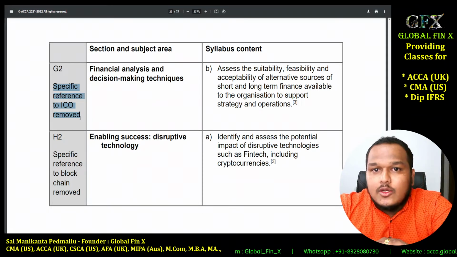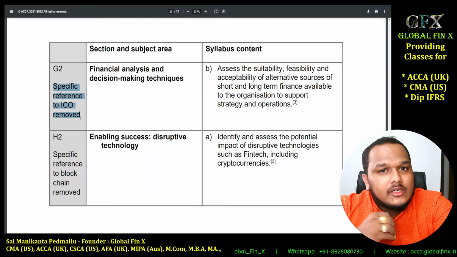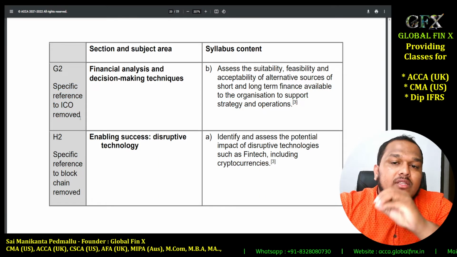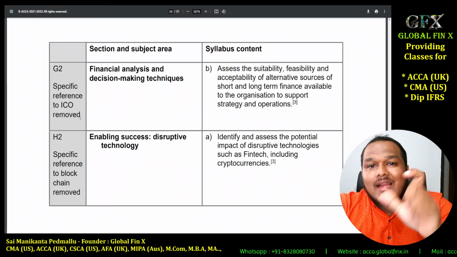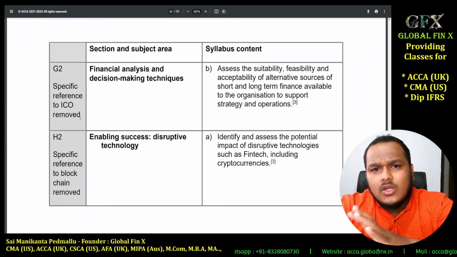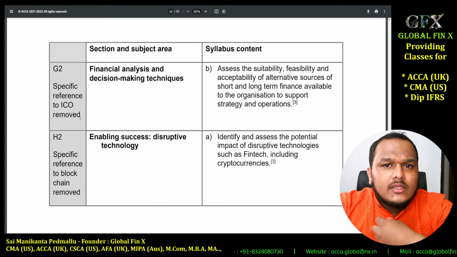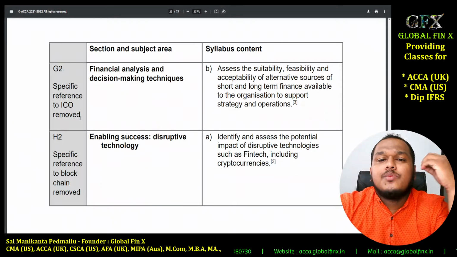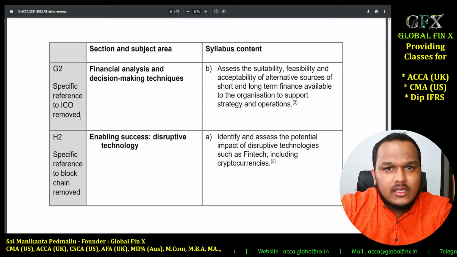The topic is not removed. Short term and long term alternative sources of finance is still there in your syllabus. Earlier, a specific reference to ICO was there, like specifically a paragraph on ICO used to be there, which is now removed for you. So if you know about ICO, initial coin offering, good, no problem. This is something that has been removed from the syllabus to make it easier for you guys.